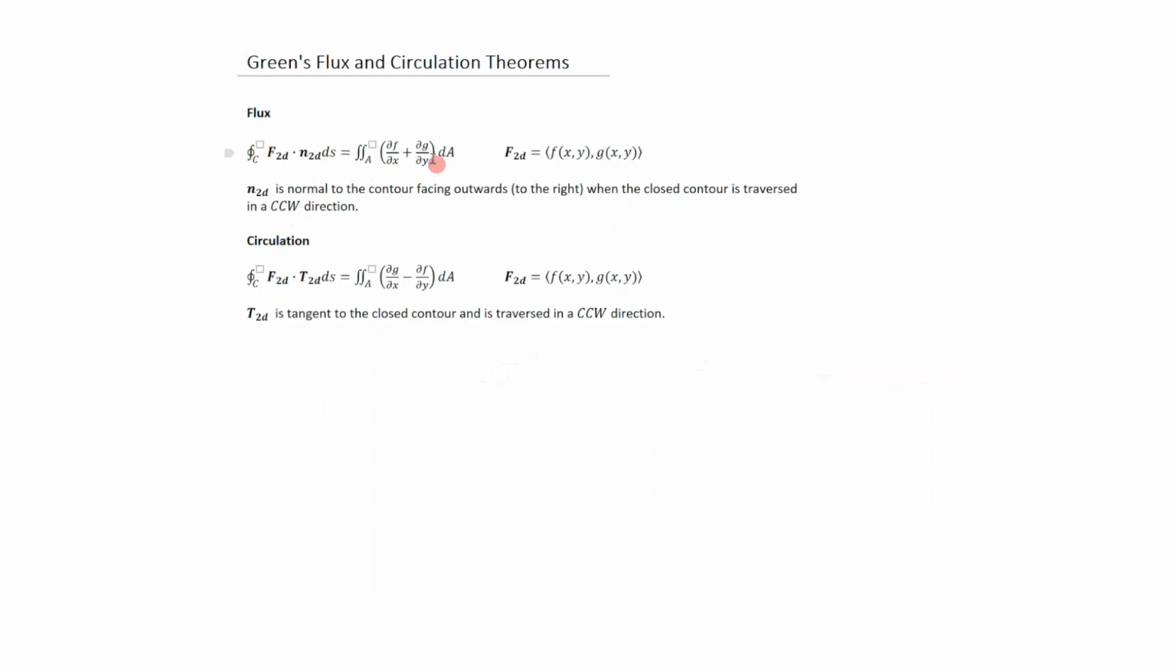This, of course, is a closed contour. And on the right-hand side, basically, we would have this expression here, and the vector field here is given on the right. For circulation, we would basically be dealing with the tangent to the contour. In this case, we end up with this expression, and again, the vector field has the same form. And again, the T is tangent to the closed contour as it is traversed in a counterclockwise direction.